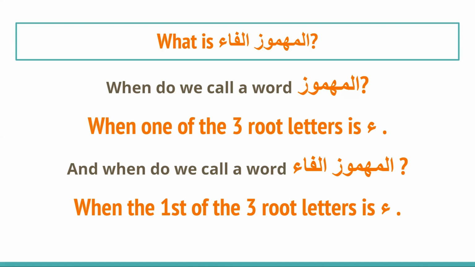So ism maf'ul is what? Done to. So we can say that mahmuz is the word in which Hamza is provided, or the word which is fortified with Hamza. And Ustad, I recently watched the video, and Ustad said that the word which is Hamzafied. So you can say that the word which is provided with Hamza is mahmuz. And among mahmuz, what is mahmoozul fa? Mahmoozul fa is the word in which the first of the three root letters is Hamza.